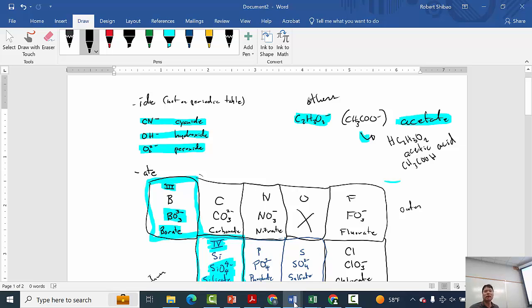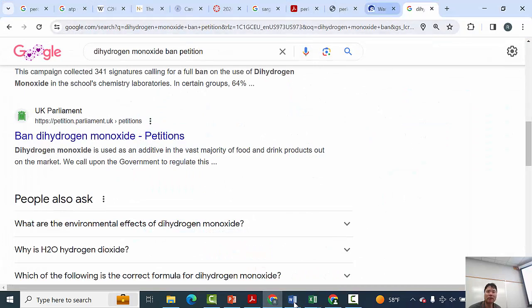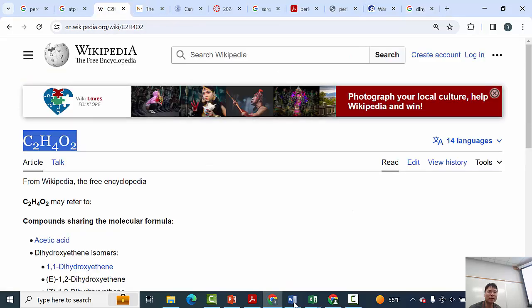Sometimes on the nomenclature exam, I see them write it C2H4O2. And I wonder, why are they writing acetic acid as C2H4O2? Then I know why: because that's what Wikipedia says acetic acid is. Acetic acid is C2H4O2, but we're losing structural information. And so the second formula is called the structural formula.